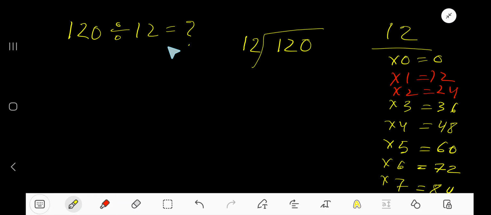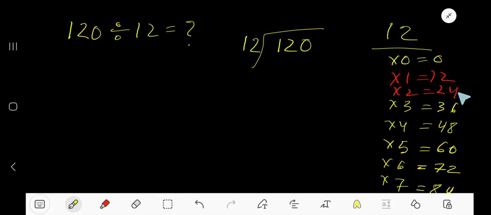120 divided by 12. Here 12 is a divisor, so we need the multiplication table of 12. 12 times 0 is 0, 12 times 1 is 12, 12 times 2 is 24, 12 times 3 is 36, 12 times 4 is 48, 12 times 5 is 60.